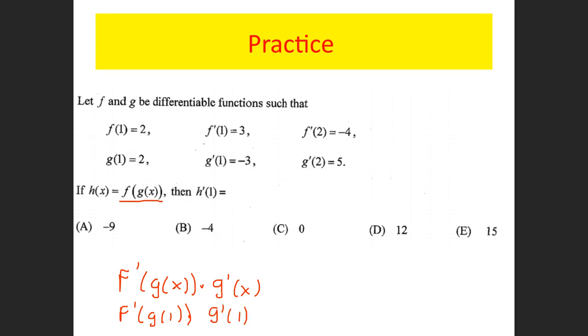Okay, so g of 1 is equal to 2. So I'm going to put 2 here. Then I need to know what f prime of 2 is equal to, so f prime of 2 is equal to negative 4. So I've got negative 4 times g prime of 1, and g prime of 1 is negative 3. So my answer is, wow, that was amazing. Really good problem there. You really had to know a lot about functions.